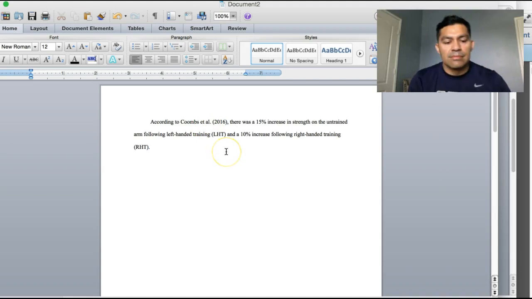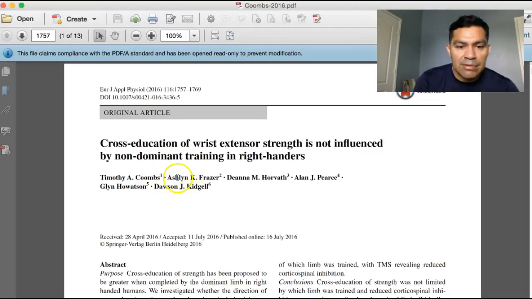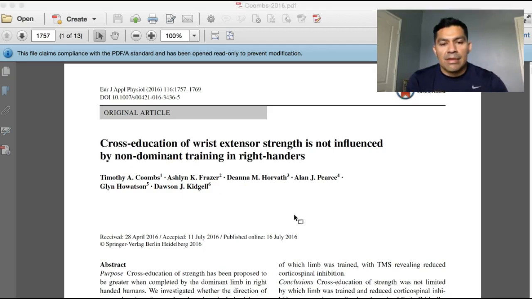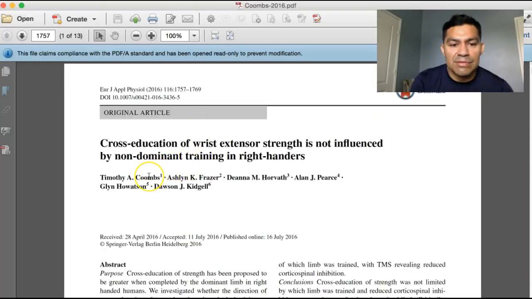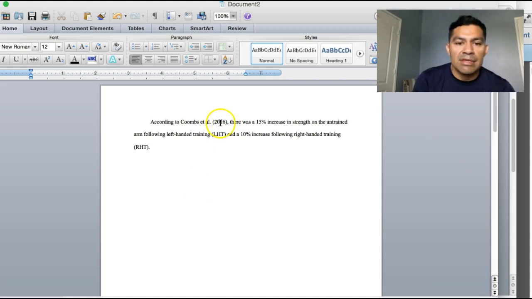and the reason I use et al. was because there were 6 authors. 1, 2, 3, 4, 5, 6. So anytime there's 6 or more authors, right away you get to use the et al. abbreviation. If there were only 5 authors, I would have had to write out each of these authors' last names and then put the year it was published.